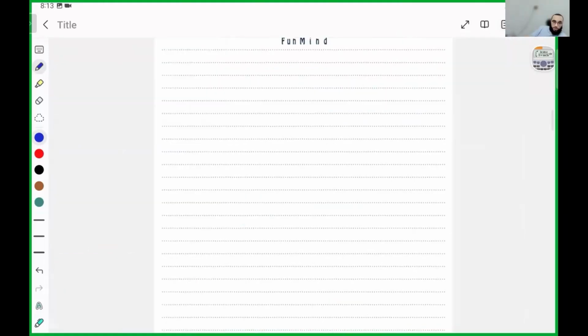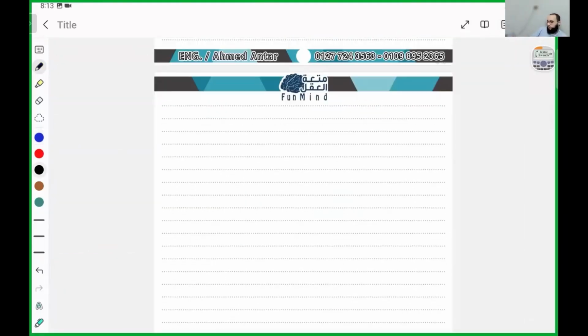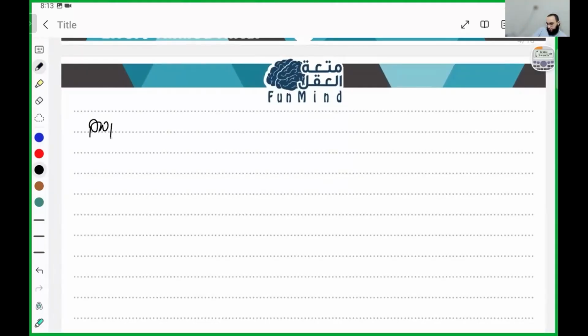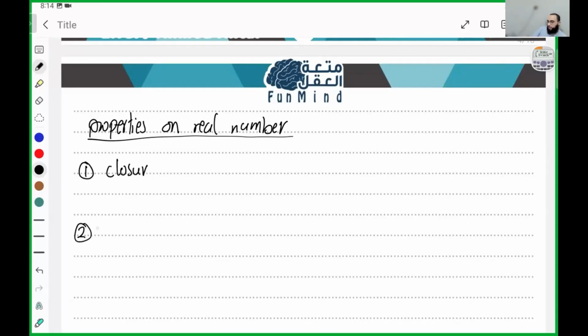Mute yourself. Wait. Let's right now talk about some properties we studied before. Properties on real numbers. We studied the same properties before, but on the integers last year. You know, the closure property, the additive identity property, the additive inverse property, the associative property, and the distribution property. All of these properties we studied before with the natural numbers, and also with the integers last year.